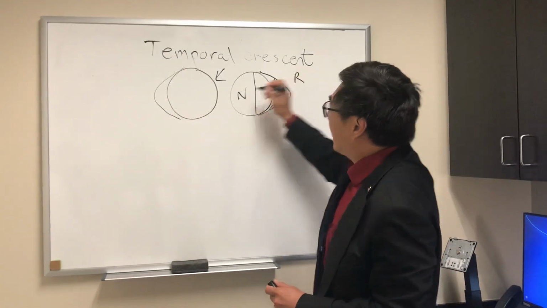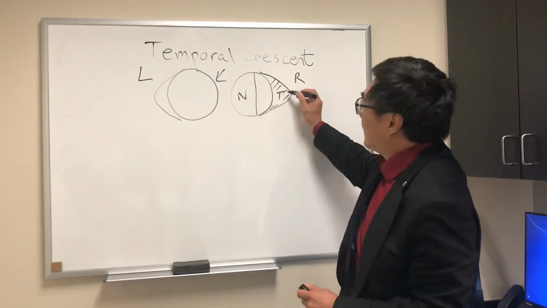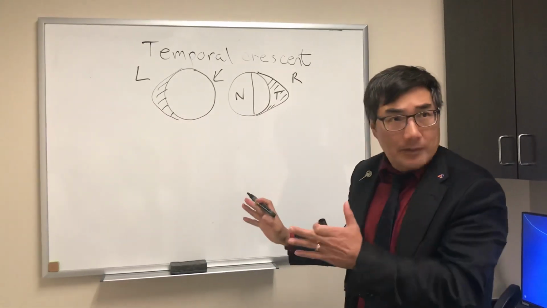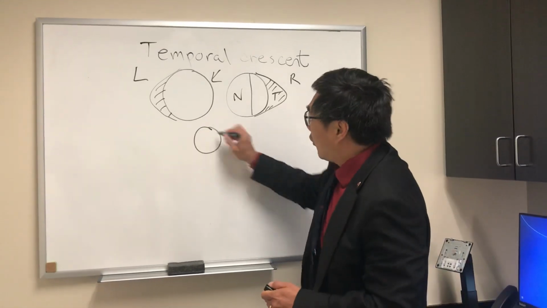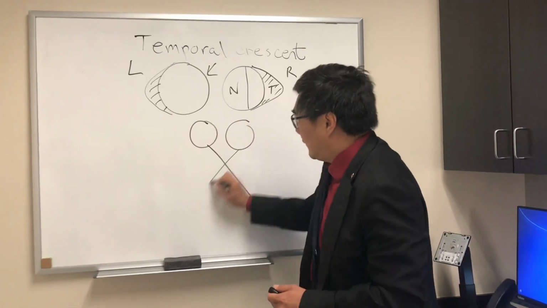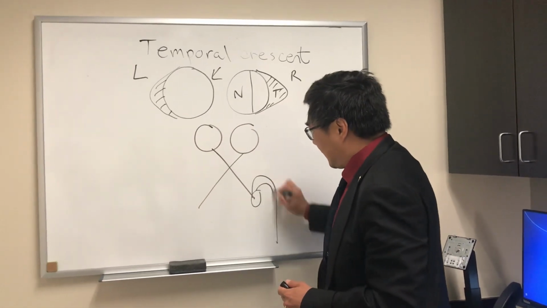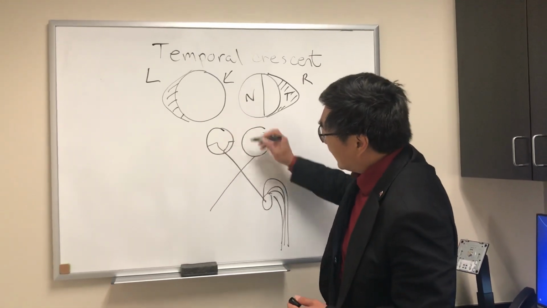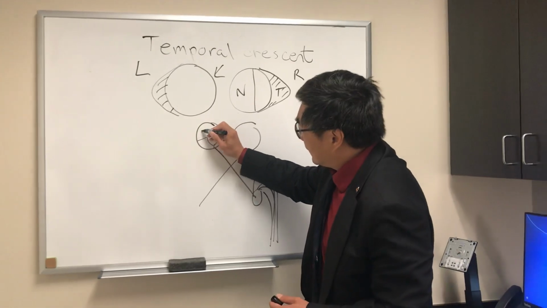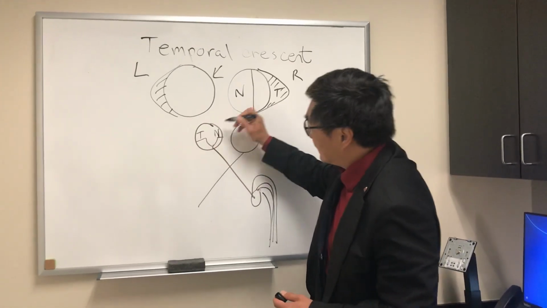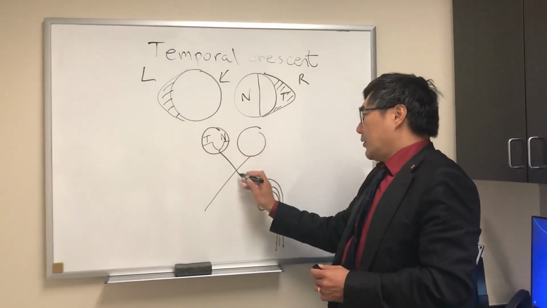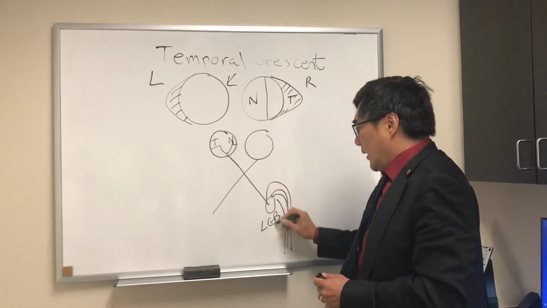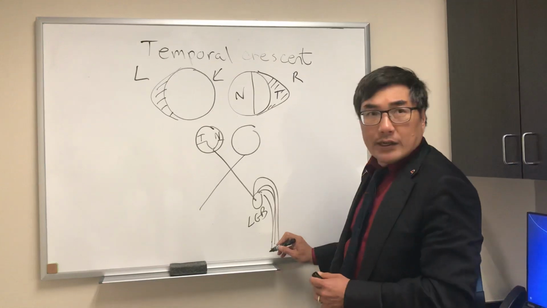So if this is the right eye and this is the left eye, the temporal crescent is a monocular visual field problem. And as you recall from prior lectures, the visual pathway on the afferent side is composed of the retina, and we have the temporal and the nasal retina, the optic nerve, the chiasm, the optic tract, to the geniculate body, through the radiations to the cortex.